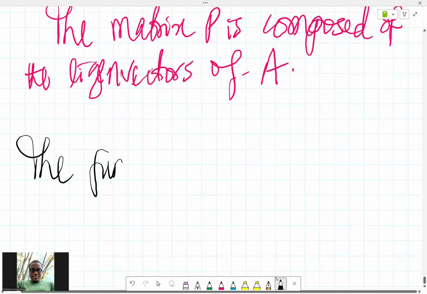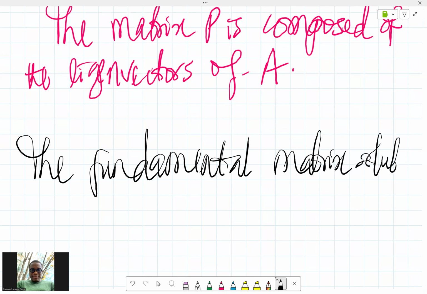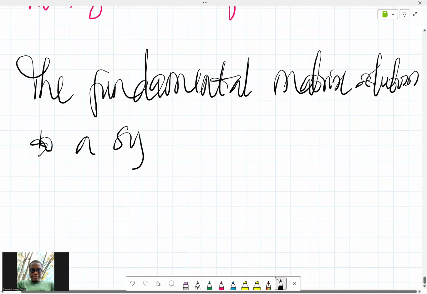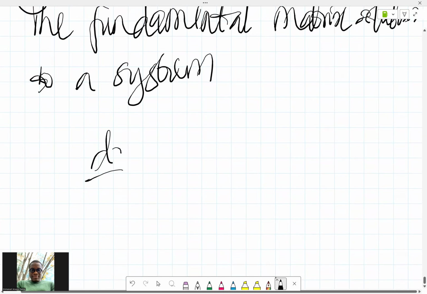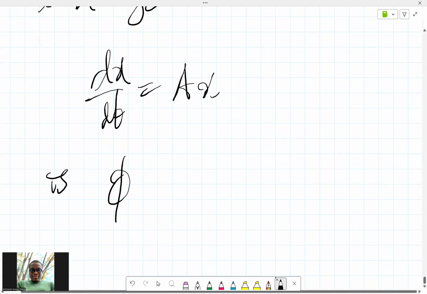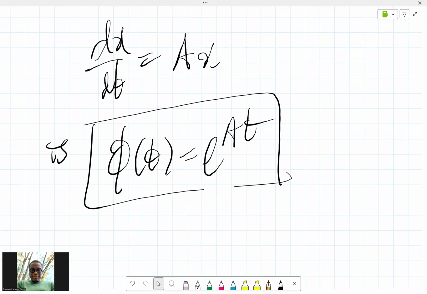So the fundamental matrix solution to a system dx/dt equals Ax is phi of t, which is equal to e raised to the power At. Okay, this is the fundamental matrix solution.